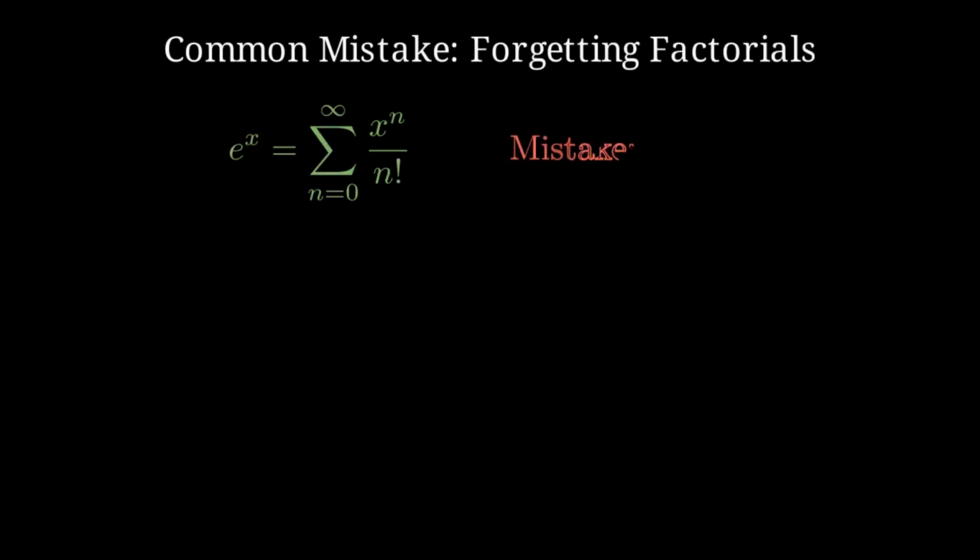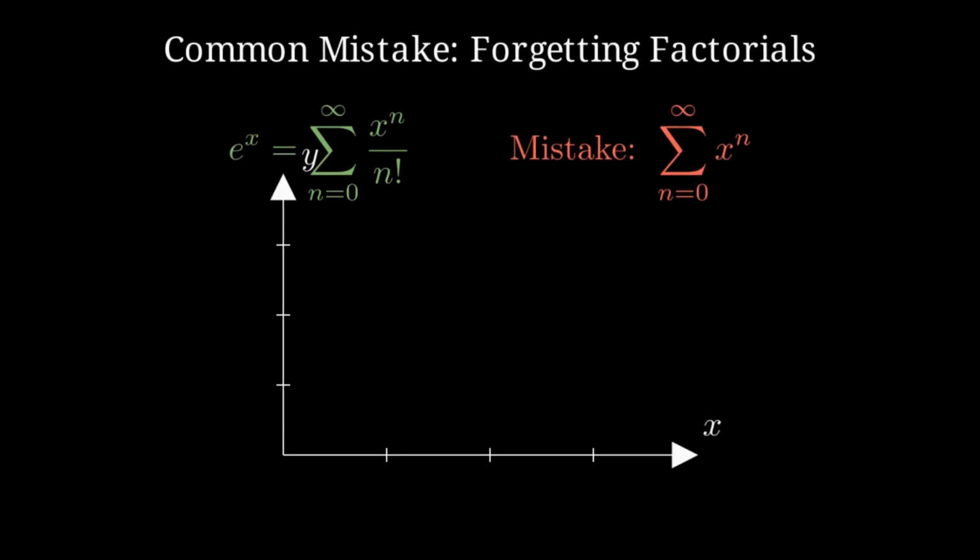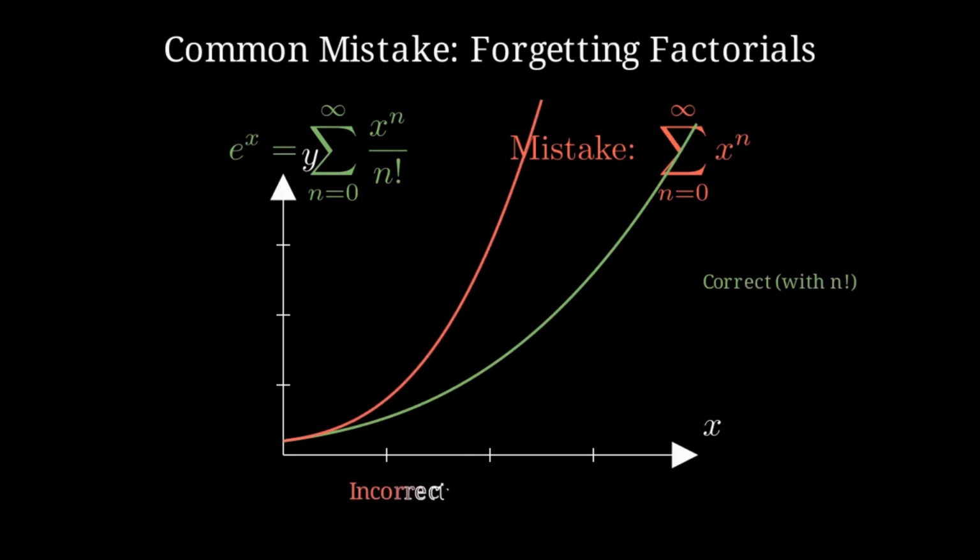A common mistake is forgetting the factorial in the denominator. Without the division by n factorial, the terms grow way too large, and the series will fail to converge. Always remember that the factorial is what tames the power of x and makes the approximation work.